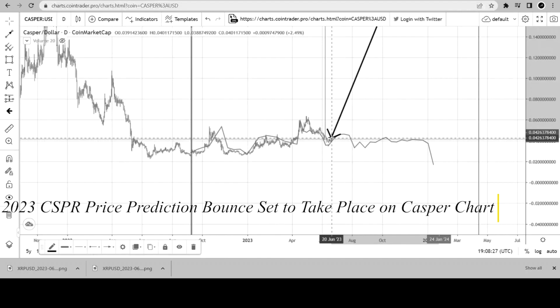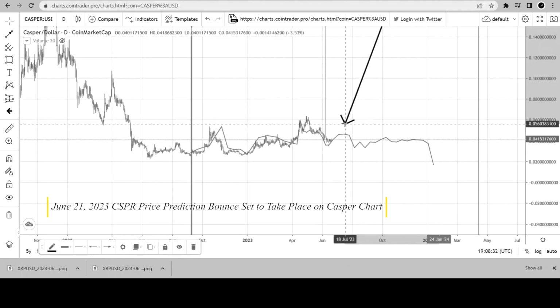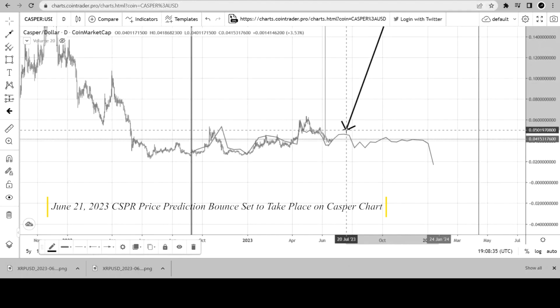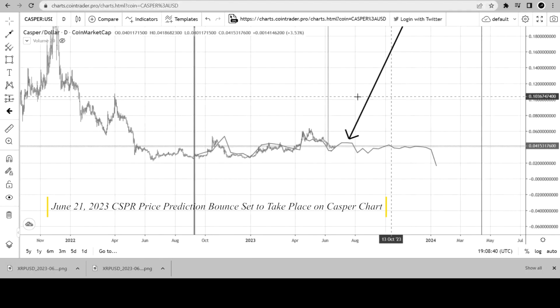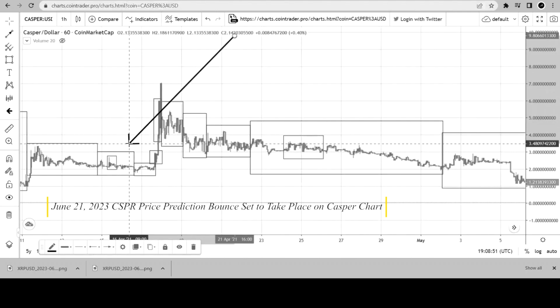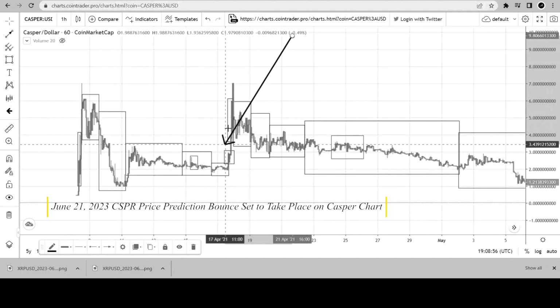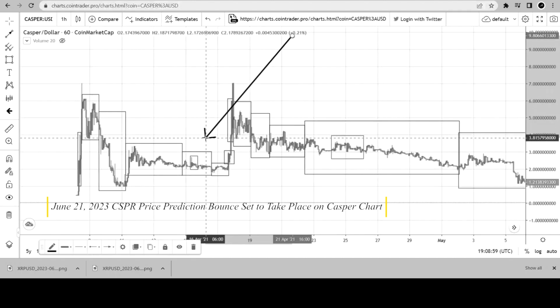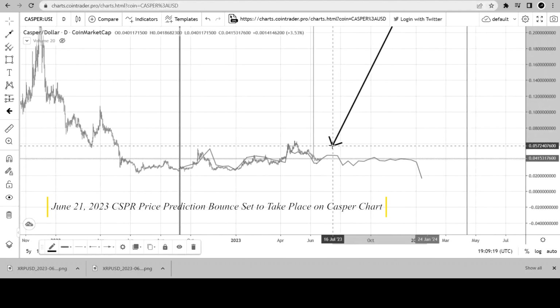I believe we should expect in the coming days for Casper to do this bounce right here. So that's what I'm looking for on Casper. Now, this is on a day candle chart, so it may take some time for it to materialize, whereas if we jump back to the beginning, this was on an hour candle, which was a much faster rendition of this overall structure. So today's Casper is moving at a much slower pace than it did in the very beginning of its conception. So here we are back at today's chart.